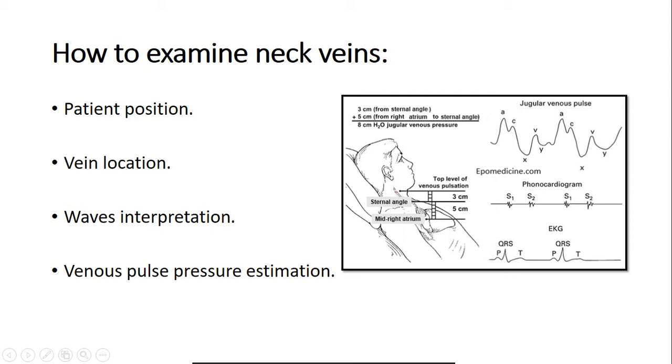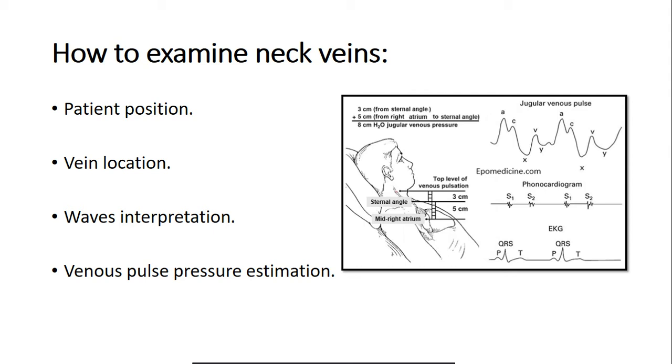Vein location. The external jugular vein, as we discussed in the last video, is located superficial to the sternocleidomastoid muscle, and the internal jugular vein lies just beneath the sternocleidomastoid muscle. You will move the head of the patient to the opposite side, so you will relax the sternocleidomastoid muscle, and you will have the best view of the neck vein of your patient.